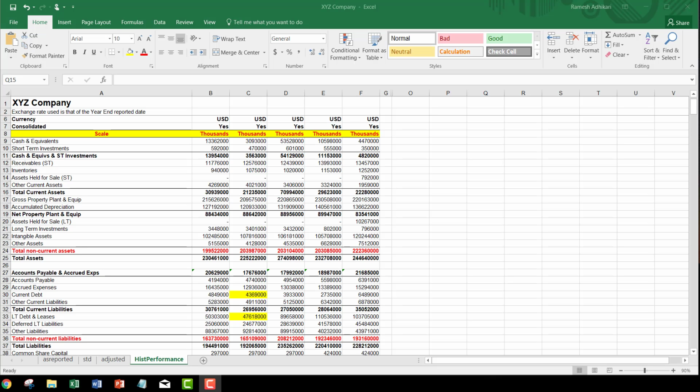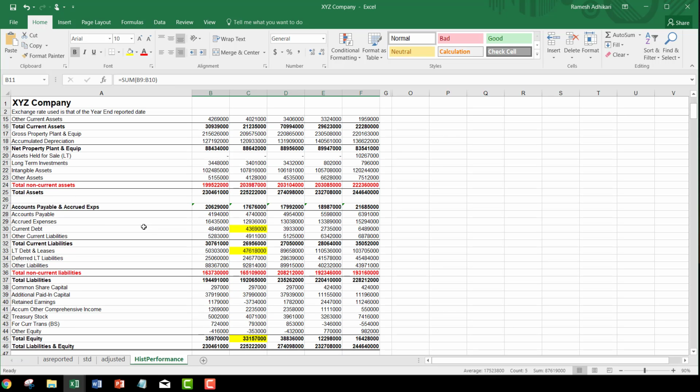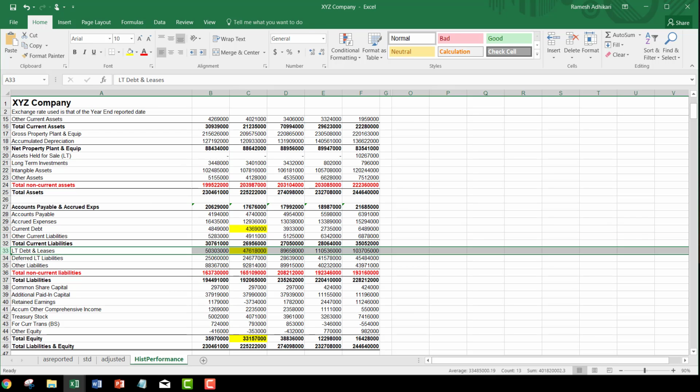Next, I want to compute net debt for XYZ company. In order to compute net debt, we must locate cash and cash equivalent, current debt, and long-term debt. All of these items can be found in the balance sheet, right? Usually the cash and cash equivalent is on the top. So right here I have it, and we have the current debt and the long-term leases on the liability side of the balance sheet, right? So the current debt is right here and long-term debt and leases is here.